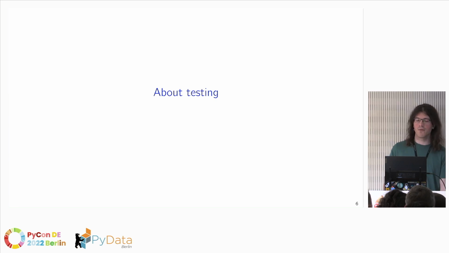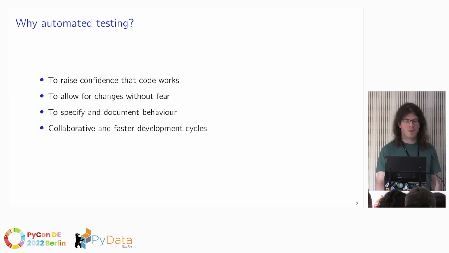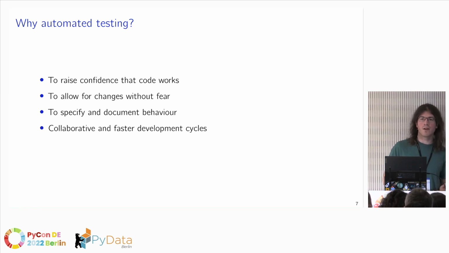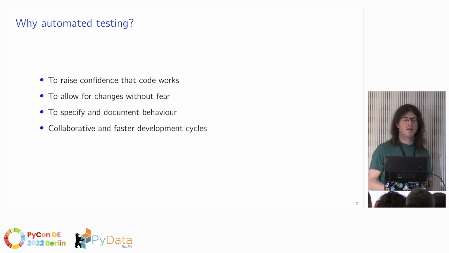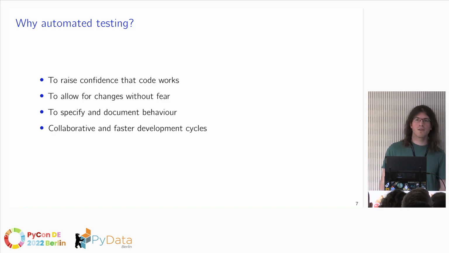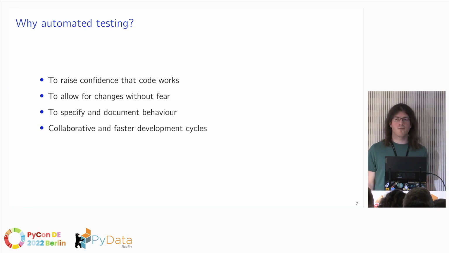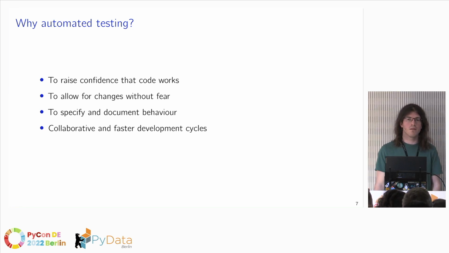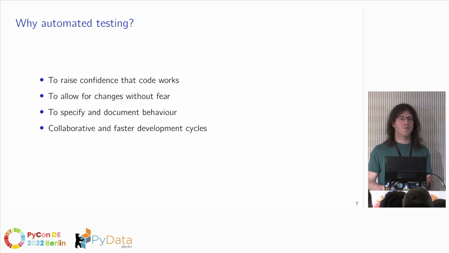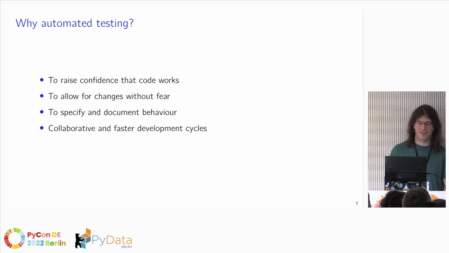So let's start with a couple of words about testing. We usually write tests to raise our confidence that the code works, so that we can make changes in the code without the fear of breaking stuff. But tests can also be useful to document or specify behavior. And in the end, you should end up with faster development cycles, because you don't end up in this state where you are afraid of making changes to your code. Because if you do, things are just going to get worse and worse.